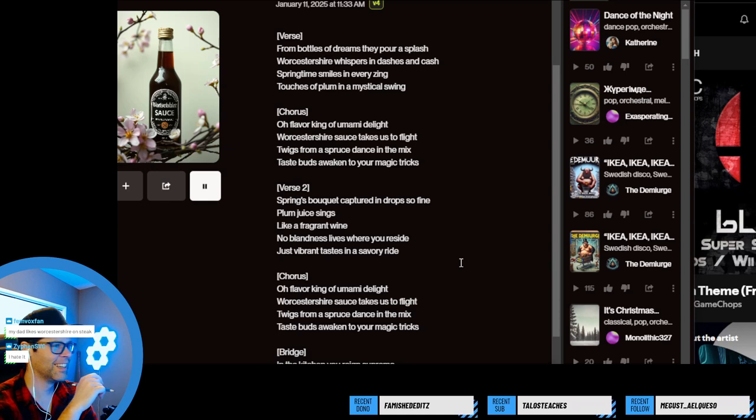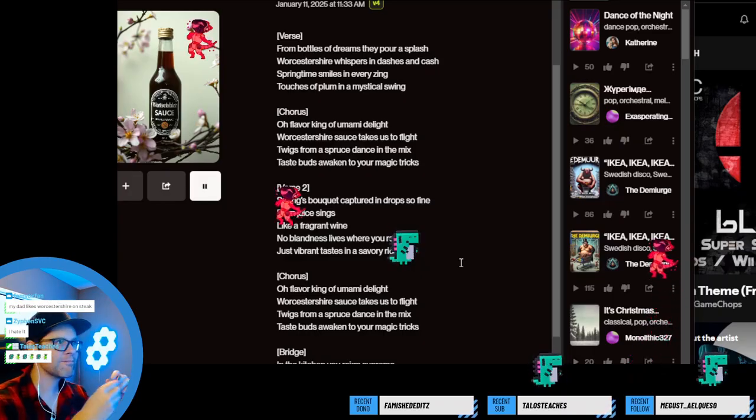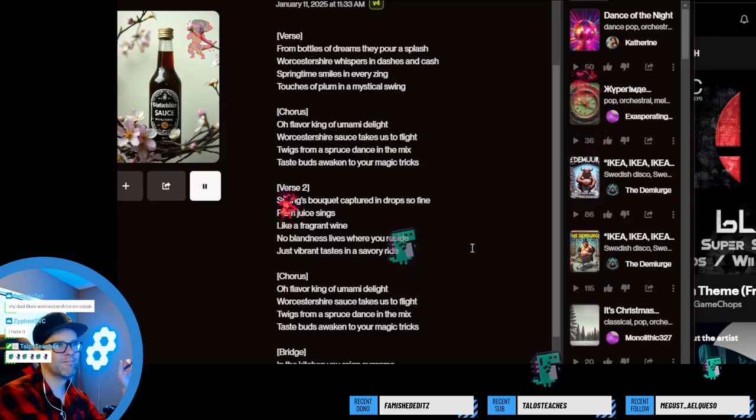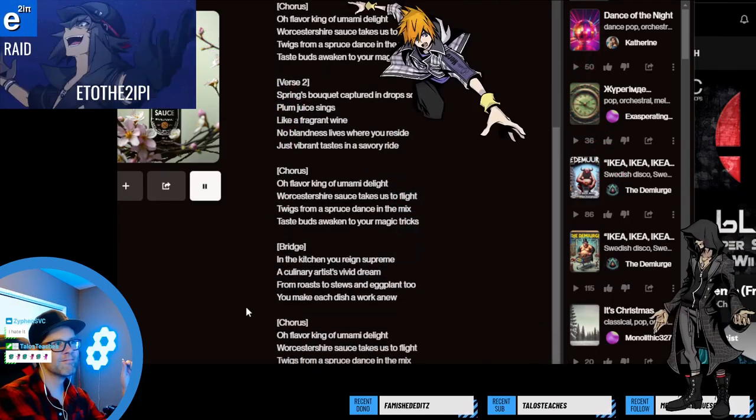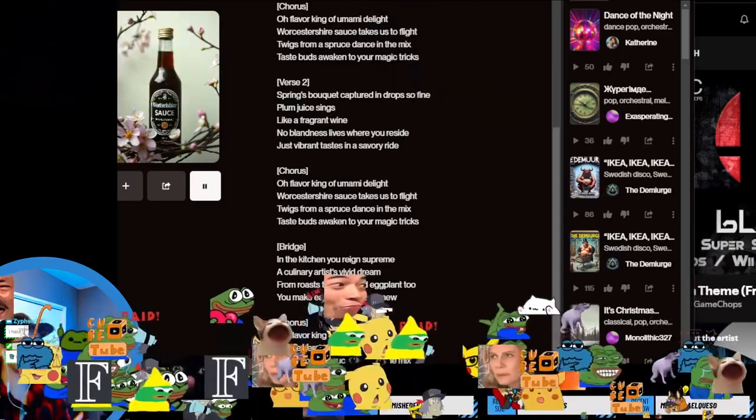Spring's bouquet captured in drops so fine. Plum juice sings like a fragrant wine. No blandness lives where you reside. Just vibrant taste, a savory ride.